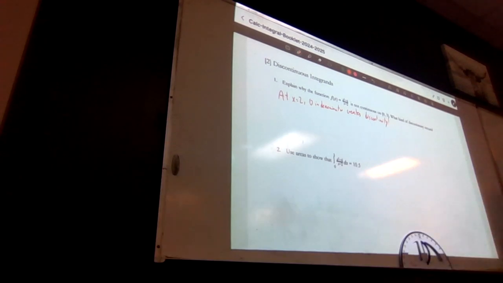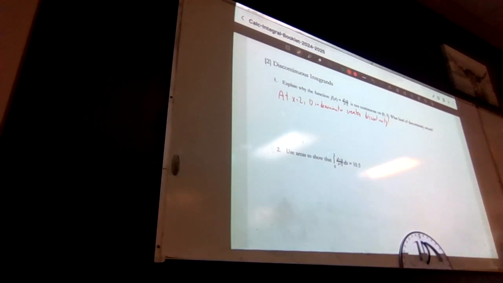Now, what type of discontinuity is this? Is it an infinite, is it a jump, or is it a removable? Remember the difference between infinite and removable, though. Yes? It is removable. Why is it removable? Because you can cancel with the difference of squares on top.